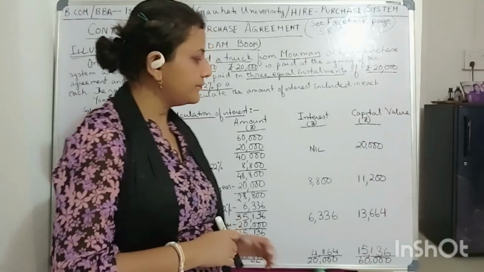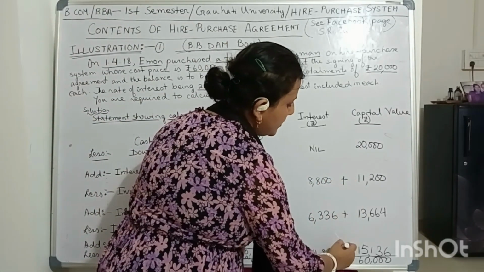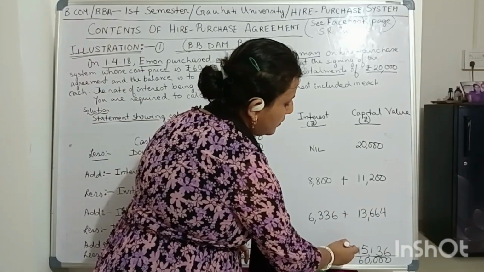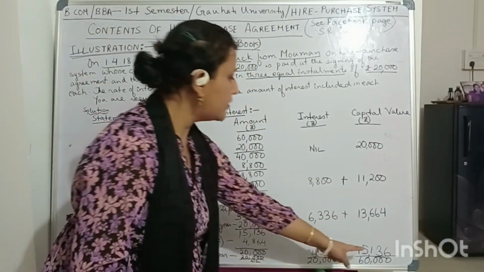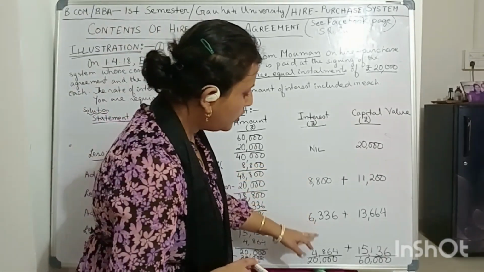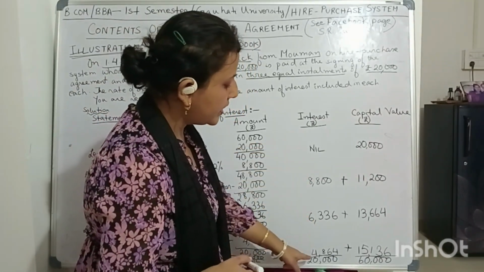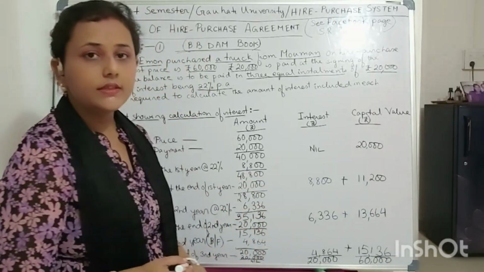You don't have to write plus plus plus, just to show. If you add this figure, you will get 20,000, 20,000, 20,000. Then you add up all the value of interest, you will get 20,000. So total amount of interest is 20,000.